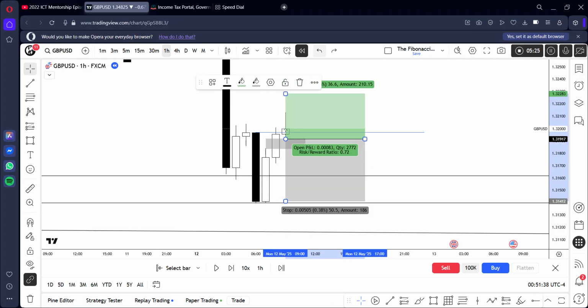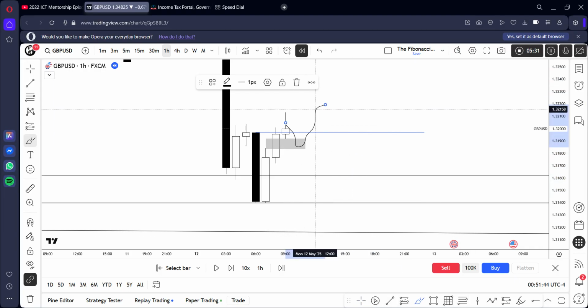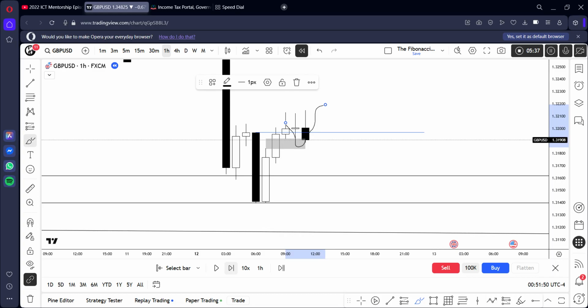But if I wait, I will wait for another CISD to form. I would wait for price to come up to this area and then go higher. So I would wait for that. So here is the example. Price is going lower. There is rejection. Okay, it is getting rejected from this area. Now I will wait for price to close above this area. So let's wait for that.